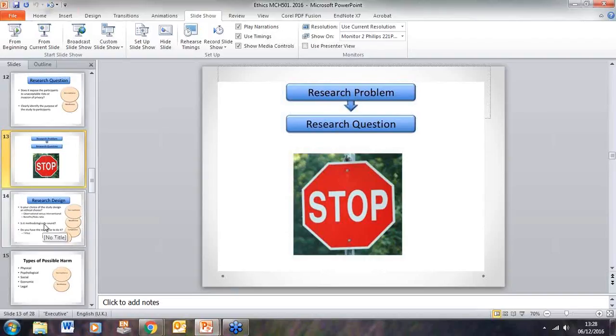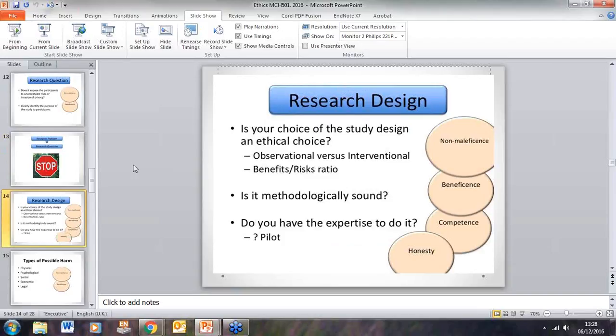If you go on to design a study, then there are other considerations to take into account. Is your choice of study design an ethical choice? So when you're reading your research now and you're looking at how the study has been undertaken, how the research has been designed, is it methodologically sound? Is there adequate expertise to undertake the study? Can you see these things? Are these things transparent in the research that you're reading?